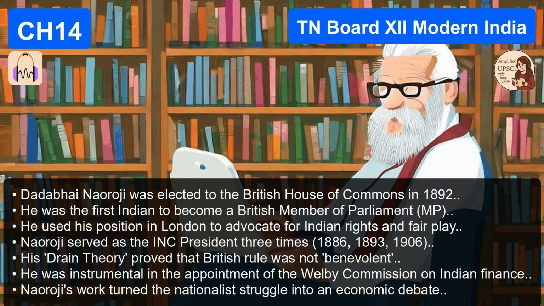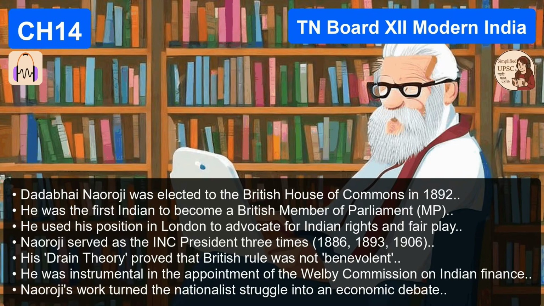So why did it happen? Why did an entire generation of educated Indians suddenly stop believing in the good British? The source text points to three main causes. First, as we just discussed, the abject failure of the moderate methods. People were just tired of waiting for crumbs from the table. They saw 20 years of petitions with almost no concrete results.